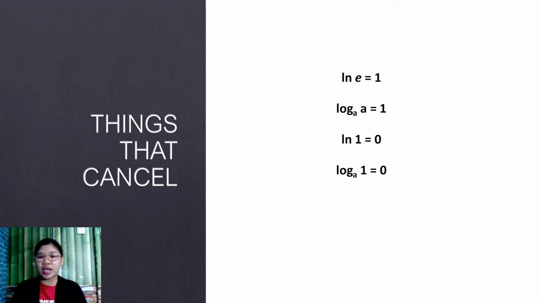Logarithm of 1 base a is equal to 0, because a raised to 0 is equal to 1, or anything raised to 0 is equal to 1. And then e raised to ln x is equal to x. And then ln of e raised to the x is equal to x.